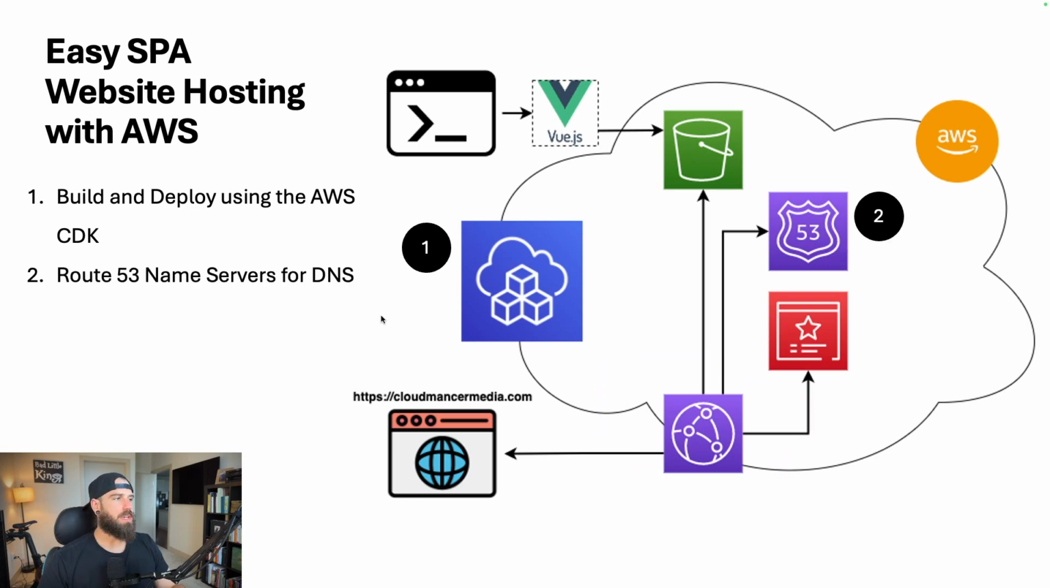The next part of this architecture is going to require us to do a little bit of name server switching based on where we have our domain name hosted. In my case, it's just going to be cloudmancermedia.com. I'm actually hosting it inside of GoDaddy. So when we go to deploy this infrastructure, Route 53 is going to create a hosted zone with the same name of cloudmancermedia.com. That hosted zone is going to have 4 name servers assigned to it.